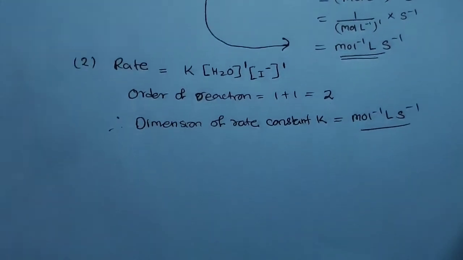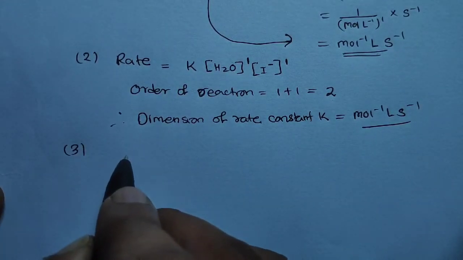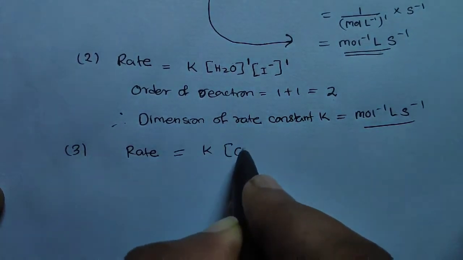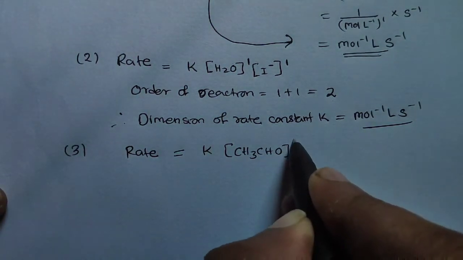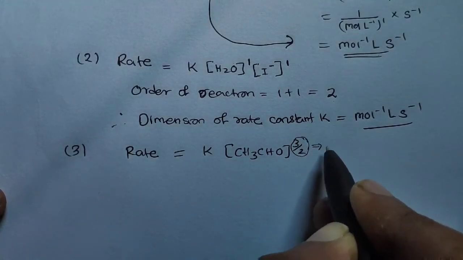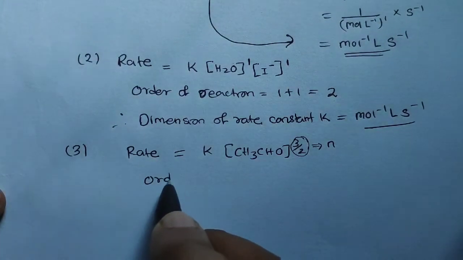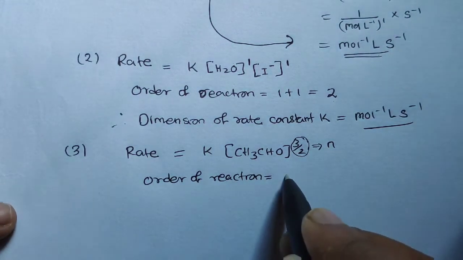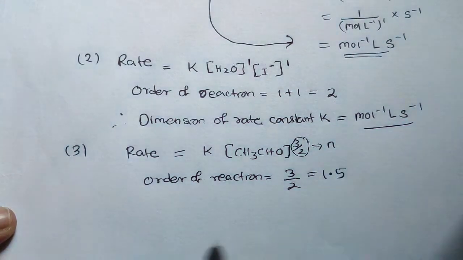Now the third one, what is given? It is given as the rate expression: rate is equal to K into [CH3CHO], acetaldehyde, raised to 3/2. So this value determines the rate of reaction. That is, this is the n value. So the order of reaction is equal to 3/2, which is equal to 1.5, you can write.